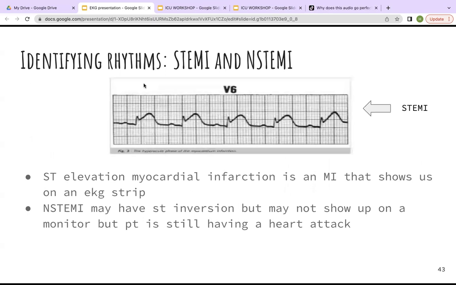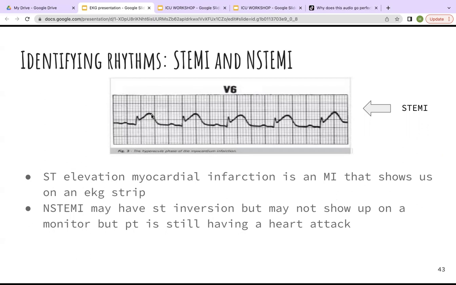Okay, STEMI and an NSTEMI. So here on this strip, you can see that the ST is elevated above the QRS. That is a STEMI, ST segment elevated myocardial infarction. It shows up on an EKG strip and it's very easy to identify. Now, a non-STEMI, a non-ST segment elevation myocardial infarction, may have ST inversion, but it also may not show up at all on the monitor, but a patient is still actively having a heart attack.